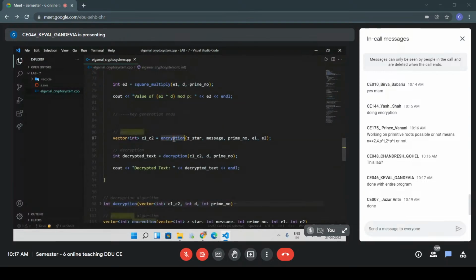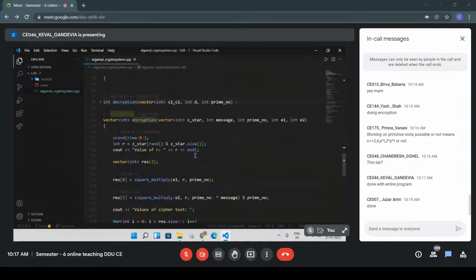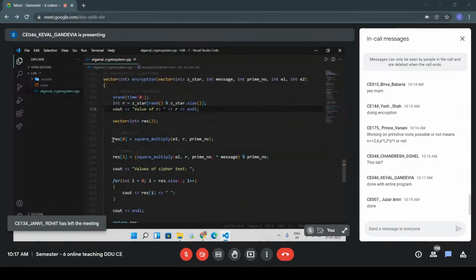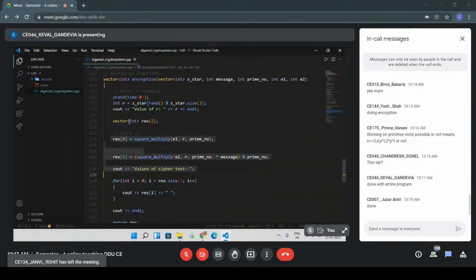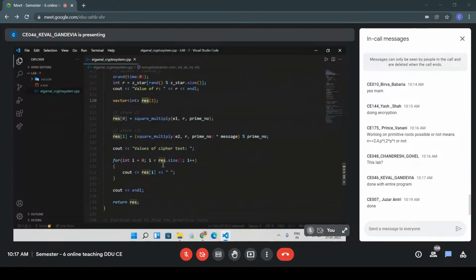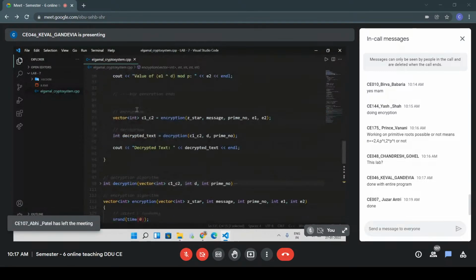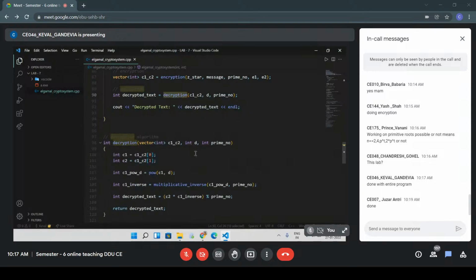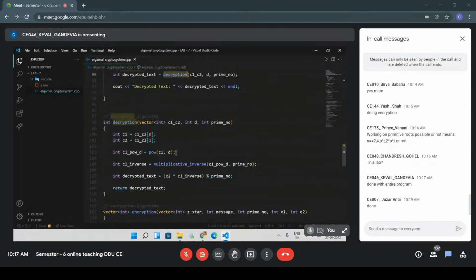Then I'm calling the encryption function. In the encryption function, I'm also generating R, a random number from any element of this Z star. Then I'm generating C1 and C2 here, pushing them into one vector named result, and returning that vector to the ElGamal crypto system function. Once encryption is done, I'm calling the decryption function. In decryption, I take C1 power D, then find the multiplicative inverse, and this is the formula to calculate the decrypted text, and I'm returning just the decrypted text.